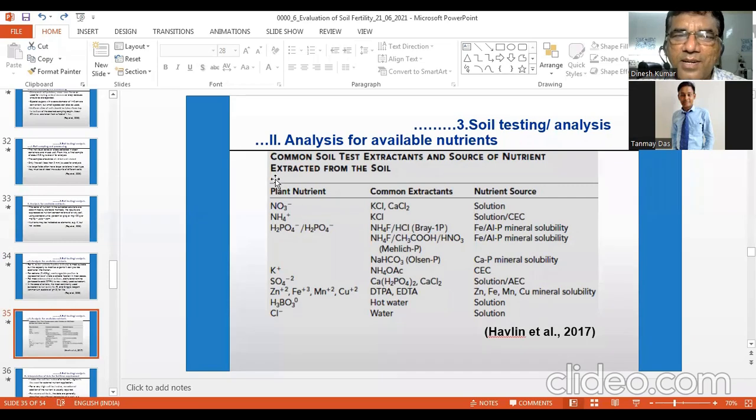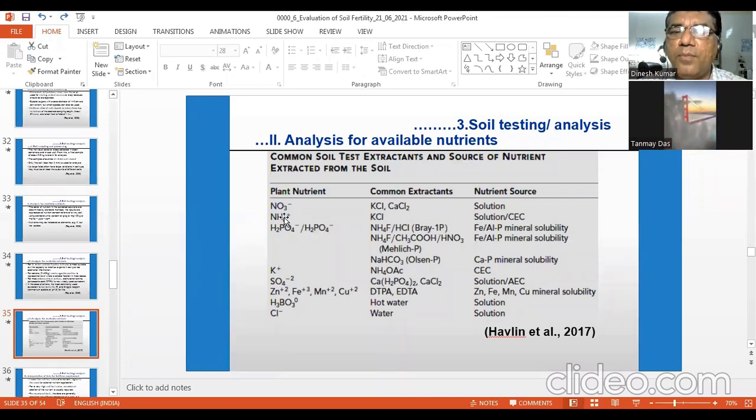For example, for nitrate and ammonium, KCl, potassium chloride, is used. For nitrate, KCl is used and calcium chloride can also be used, and most of the nitrate is in solution. It is written here, solution. Similarly, next is ammonium. KCl is the extractant, and it is both in solution as well as on cation exchange, meaning exchange sites also. It is attached to exchangeable sites also.